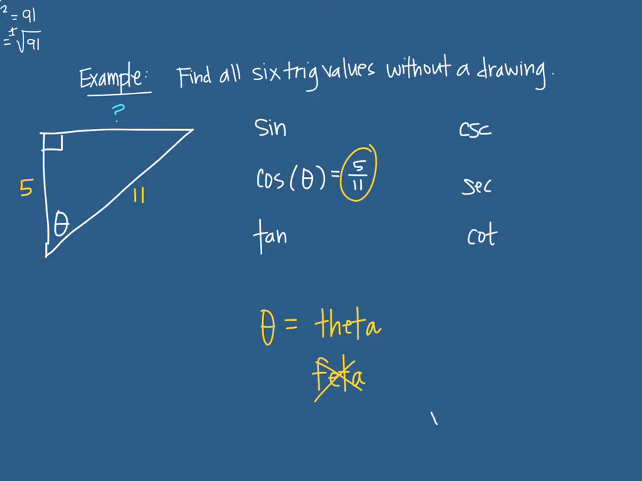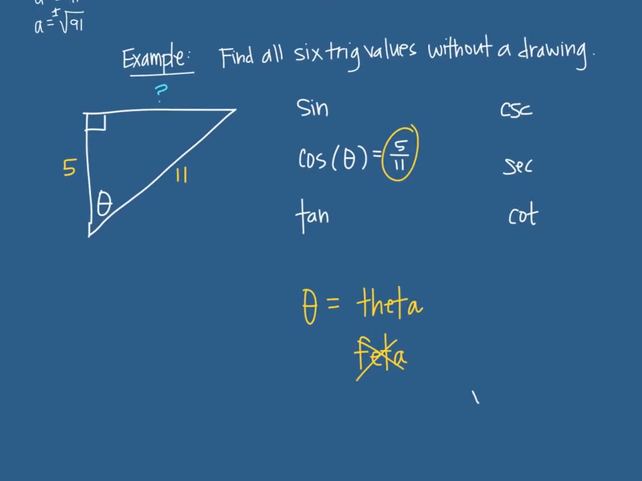And so even if you don't have a drawing given to you, you can do the drawing yourself. You put theta in the corner where you want, but then make sure you put the 5 and the 11 in the corresponding places. All right, so now I'll do a little Pythagorean theorem on the side over here. So 5 squared plus b squared equals 11 squared. That's 25 plus b squared equals 121.